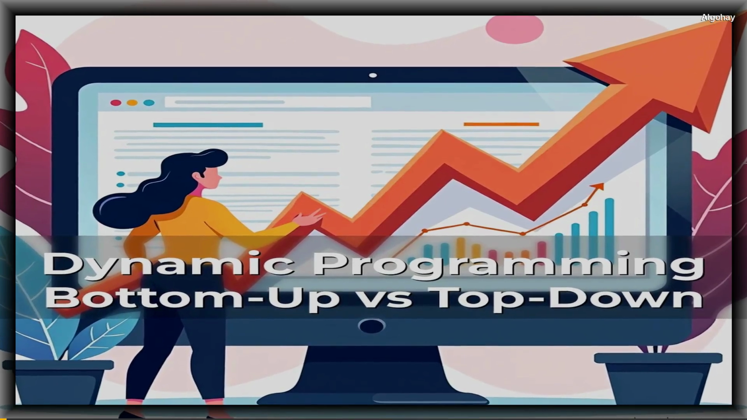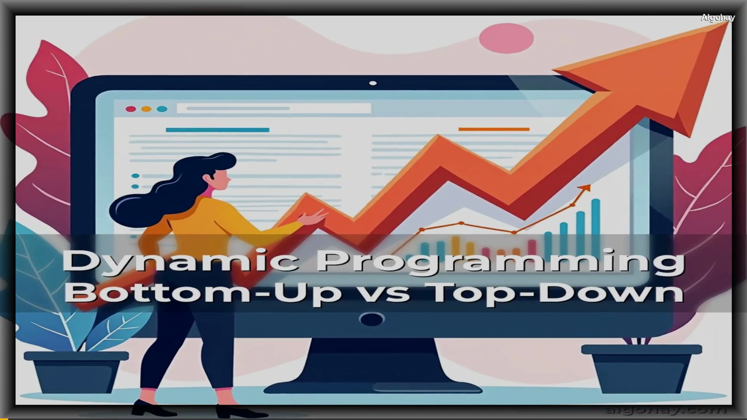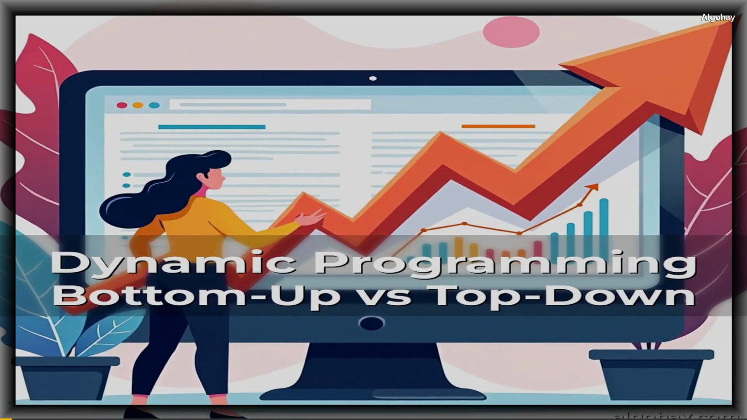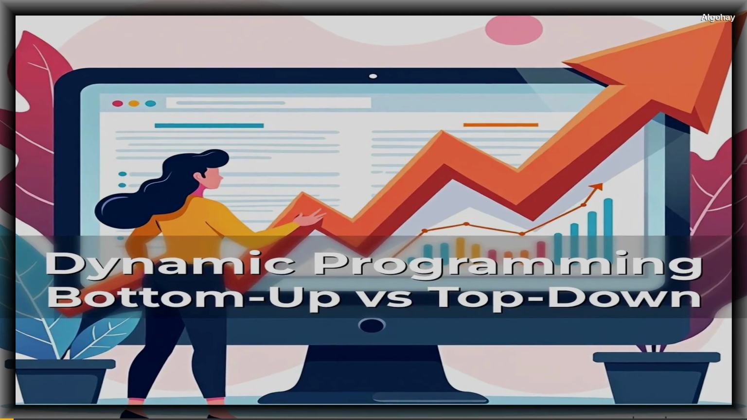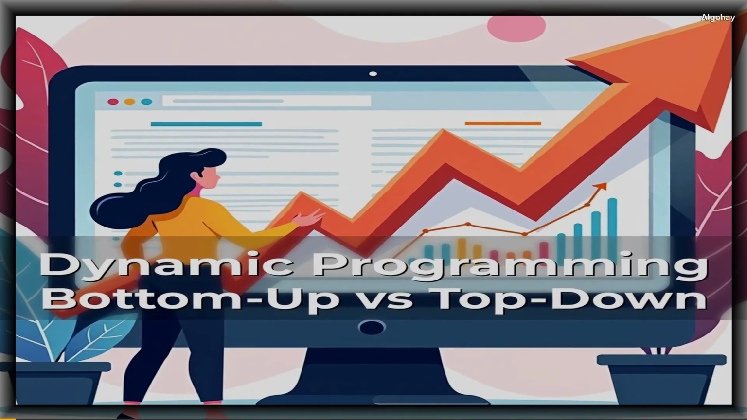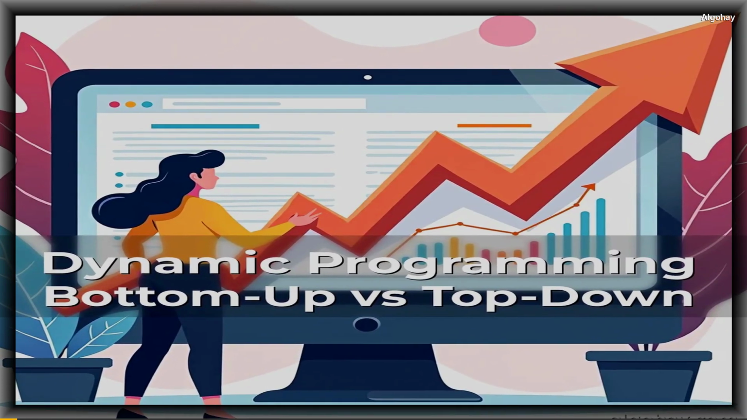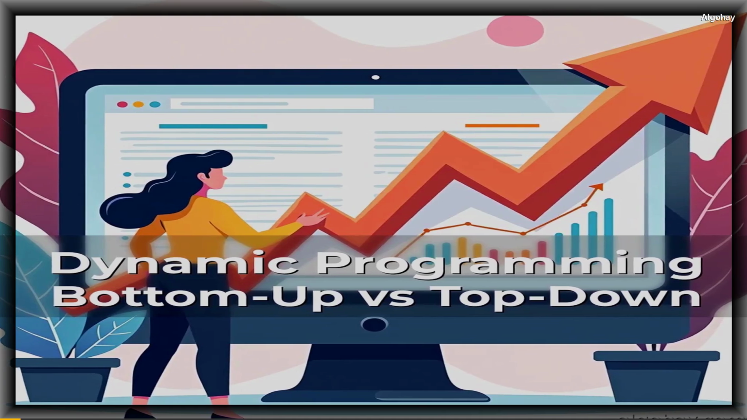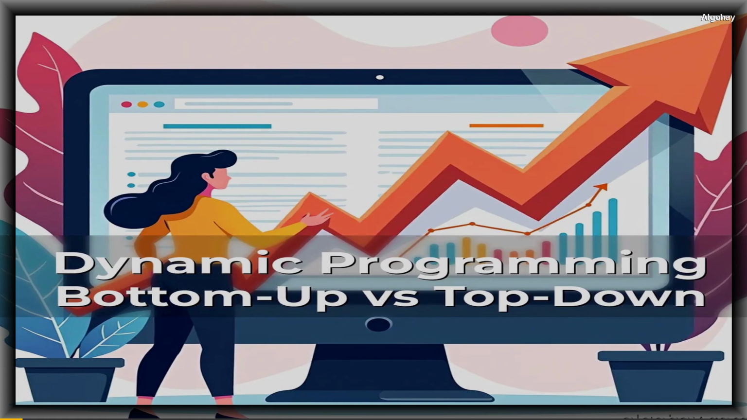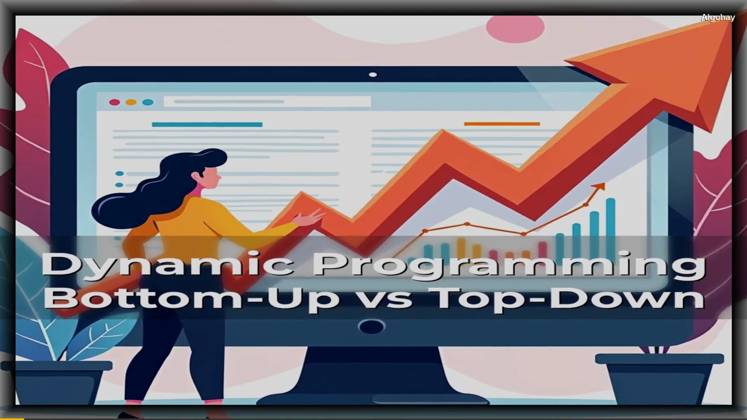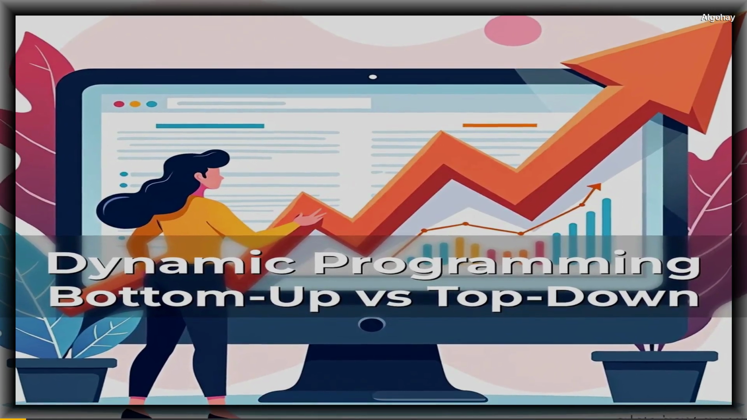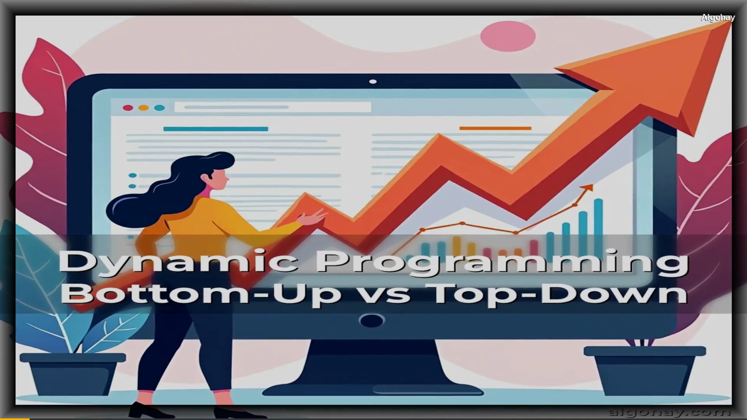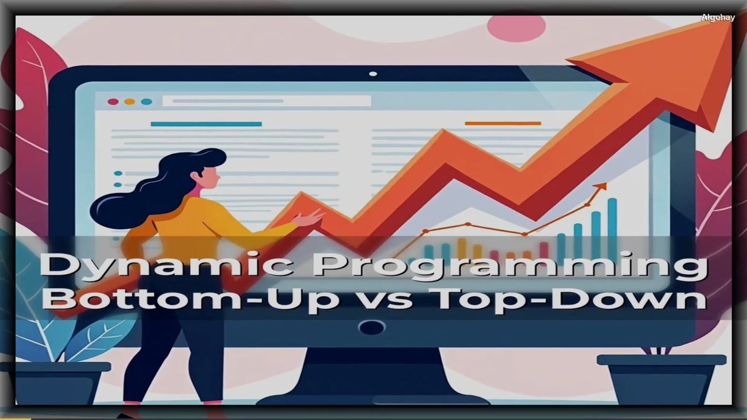Dynamic programming, DP, stands as a cornerstone of algorithm design, enabling efficient solutions to complex problems through clever reuse of computed results. At its heart lies the art of breaking down problems into smaller subproblems and storing intermediate outcomes to prevent redundant computations. This article delves deep into the critical distinction between bottom-up and top-down dynamic programming, equipping you with the insight to choose the optimal approach for any given challenge.